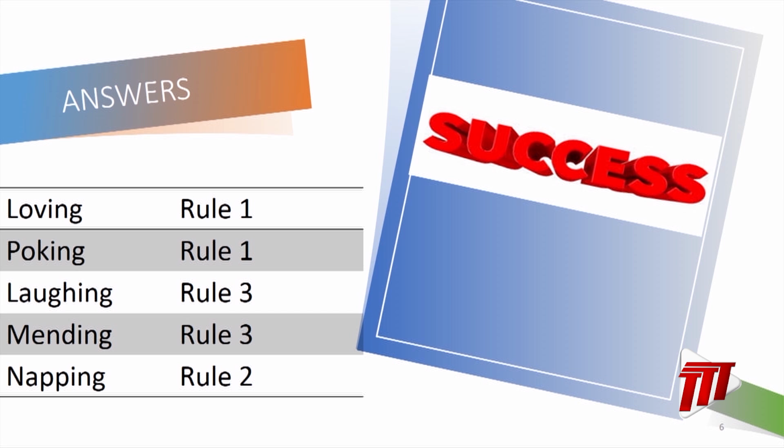Laugh. L-A-U-G-H-I-N-G. Mend. M-E-N-D-I-N-G. These words did not follow the pattern in Rule 2, so we simply added ing to them. And lastly, we have the word nap. Nap becomes napping. N-A-P-P-I-N-G. Remember, when a word has the pattern consonant, vowel, consonant, we double the end consonant and then add ing.